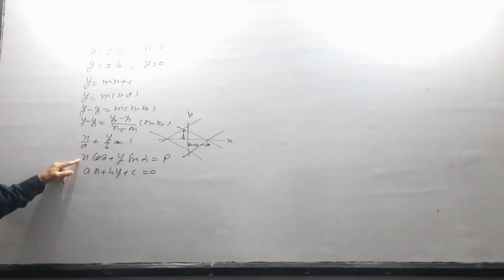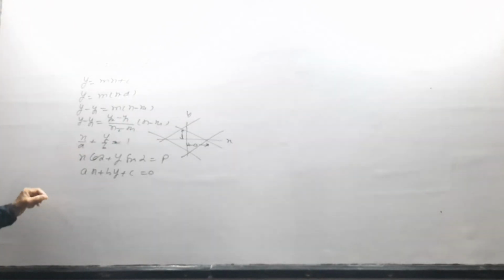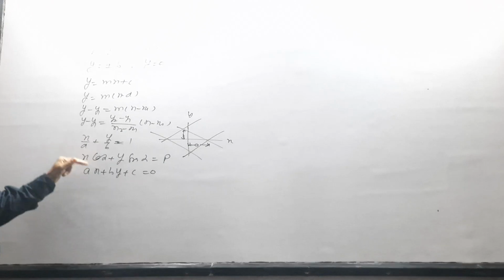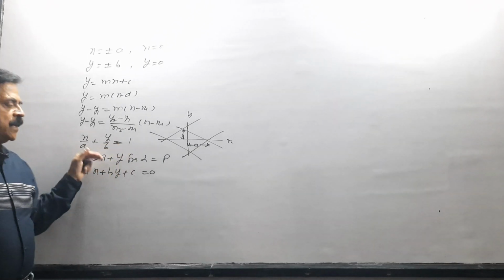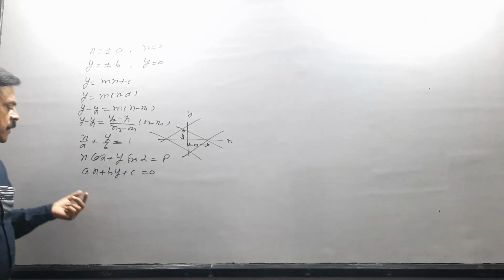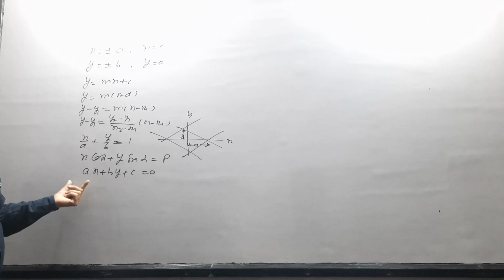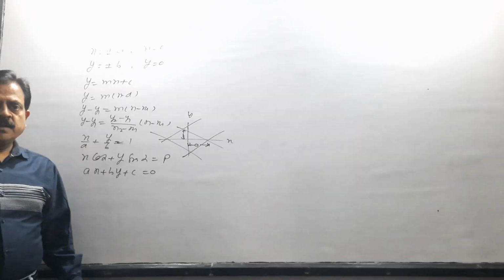This is another form of straight line. x cos alpha plus y sin alpha equals to p is the normal form of a straight line. Alpha is the inclination of the perpendicular from the origin to the line and p is the length of the perpendicular from the origin to the line. ax plus by plus c is equal to 0 is the general equation of a straight line.